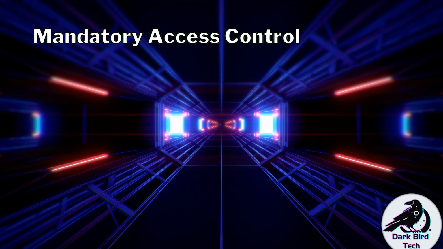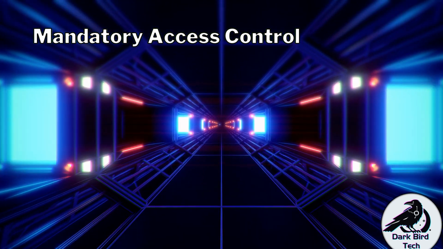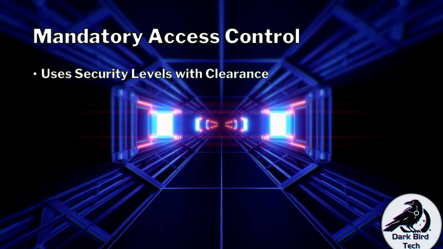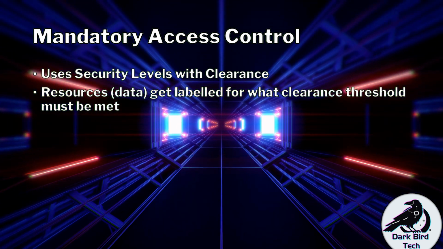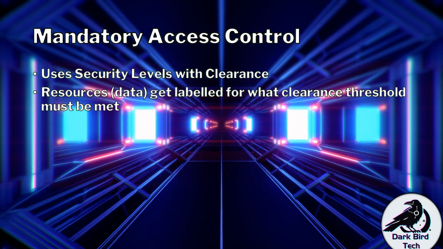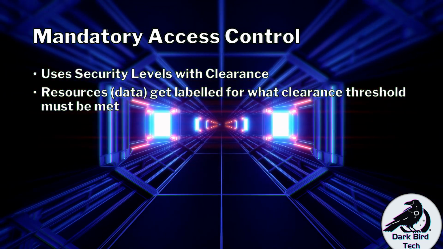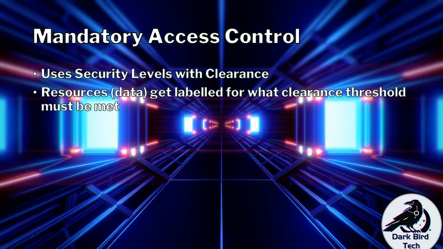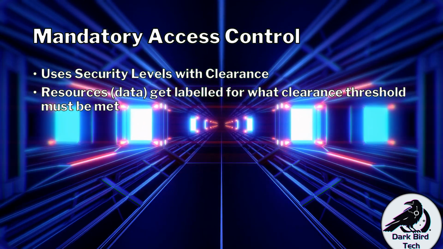So, first up, mandatory access control. What happens here? We use security levels with clearances. And we take our resources, usually data, and label them for whatever clearance is required. That clearance level must be met at the very least, or better yet, exceeded. And then what will happen is users get granted a security access level.